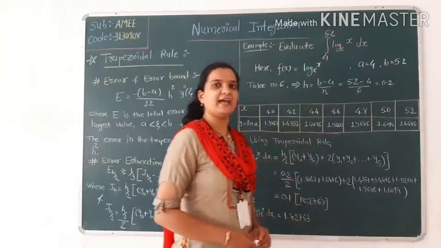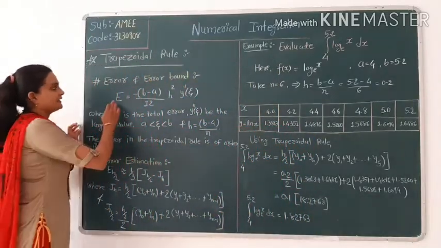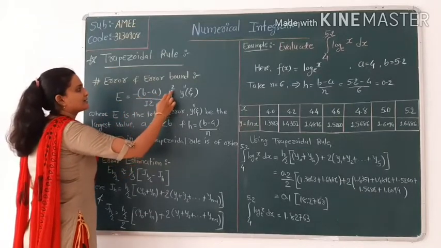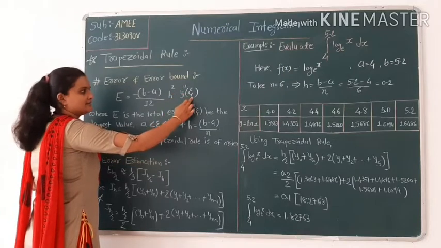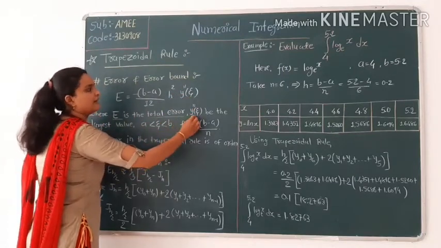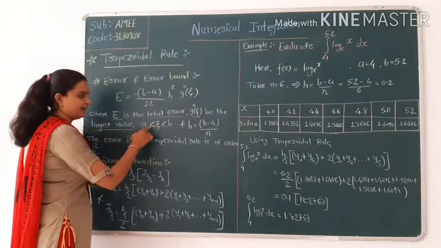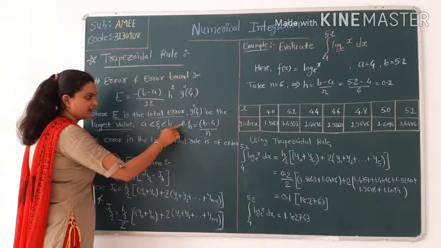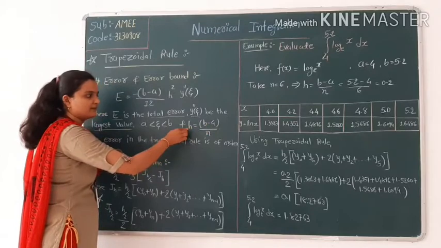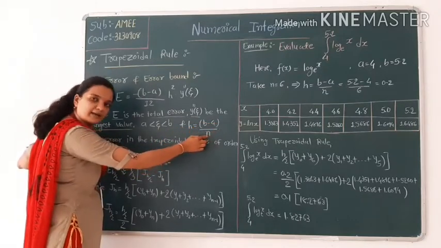Now we define the error and error bound. E equals minus (b minus a) by 12 times h square times y double dash (xi), where E is the total error, y double dash (xi) is the largest value, and a is less than xi less than b. We know that nh equals b minus a, so we find h: the formula is h equals (b minus a) by n.